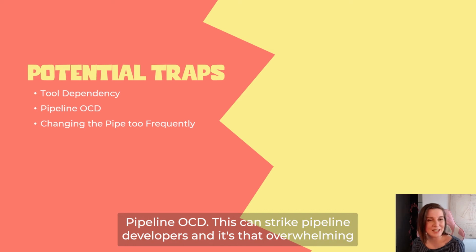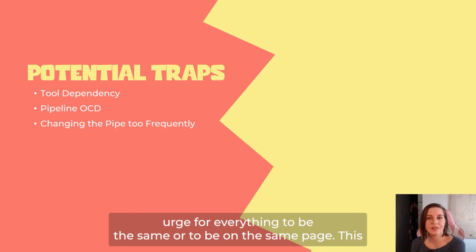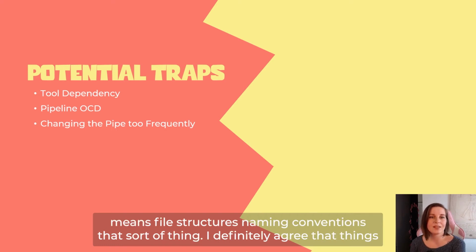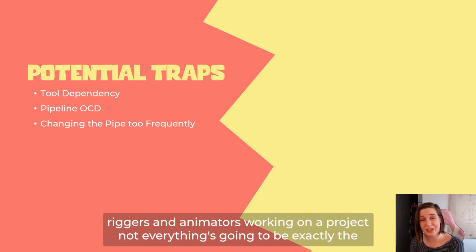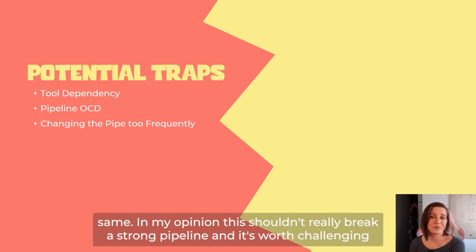Pipeline OCD. This can strike pipeline developers, and it's that overwhelming urge for everything to be the same or to be on the same page. This means file structures, naming conventions, that sort of thing. I definitely agree that things should be consistent where they can be. But in reality, when you have up to a dozen artists, riggers, and animators working on a project, not everything's going to be exactly the same.